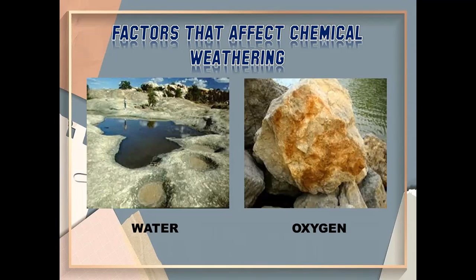Next, oxygen. So, oxygen, alam naman na rocks contain iron. So, when it mixes with oxygen, it may look like rust, mag-rust siya dahil nga may content si rock ng iron.